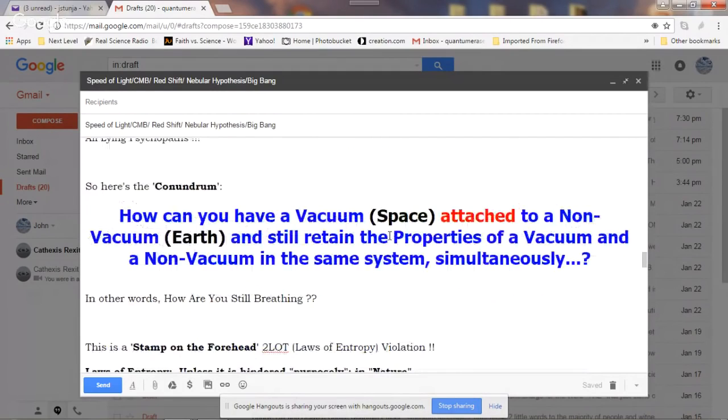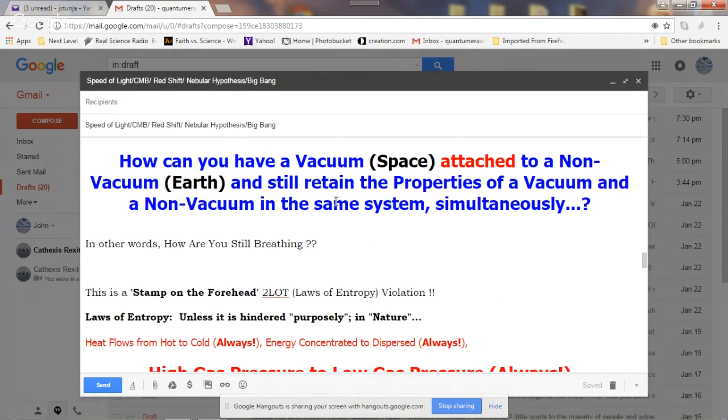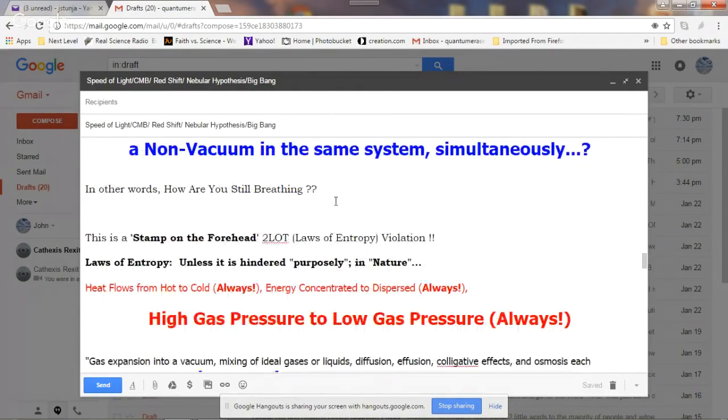Because of this, here's the conundrum. How can you have a vacuum, space, attached to a non-vacuum, Earth, and still retain the properties of a vacuum and a non-vacuum in the same system simultaneously? In other words, how are you still breathing? It stopped me right in my tracks. I said, this is over. I knew my life was changing rapidly.